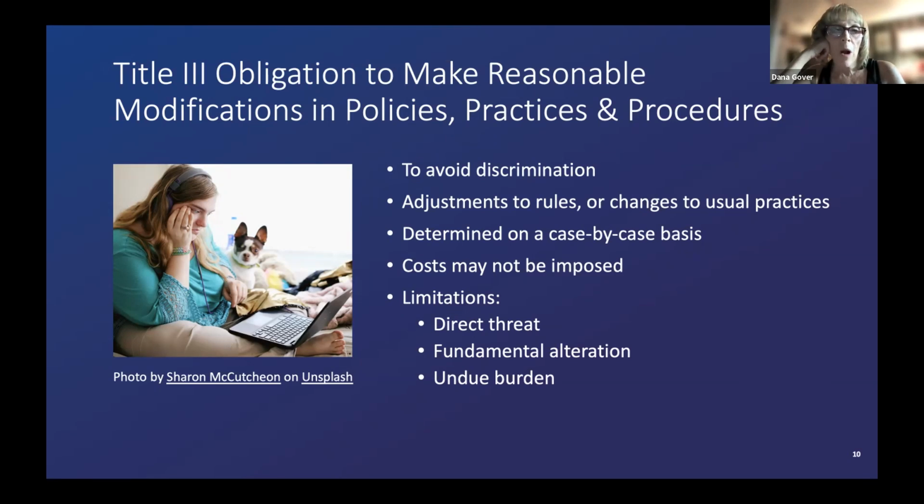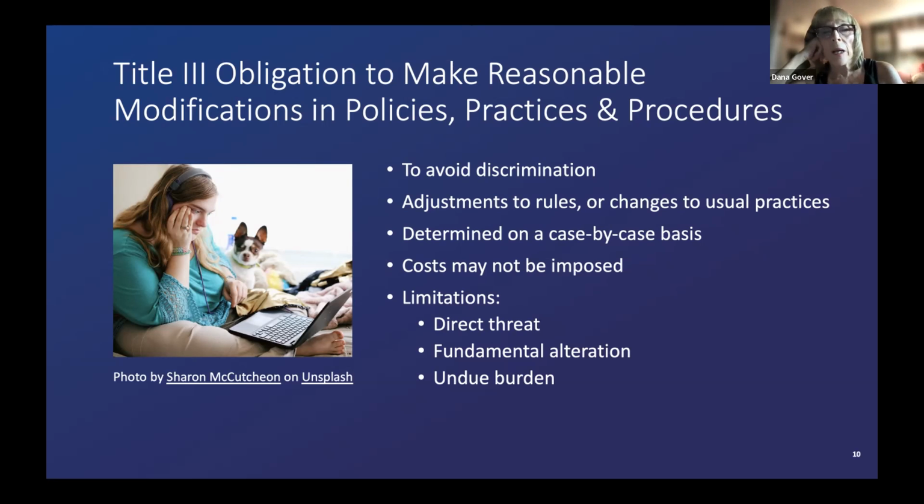So, what are some of the other obligations? Well, as I keep saying, to avoid discrimination, we make adjustments to our rules or changes to your usual practices, and everything is determined on a case-by-case basis. As you know, not every person with a disability is the same. I am a quadriplegic. I have a friend that's a quadriplegic, but we do not need the same kinds of services. Our lives are different, our disabilities are different.